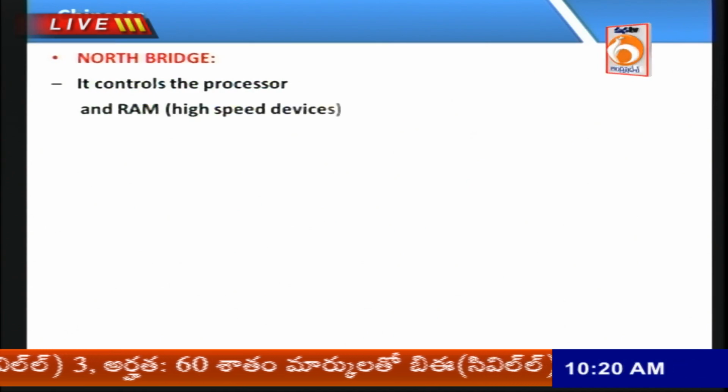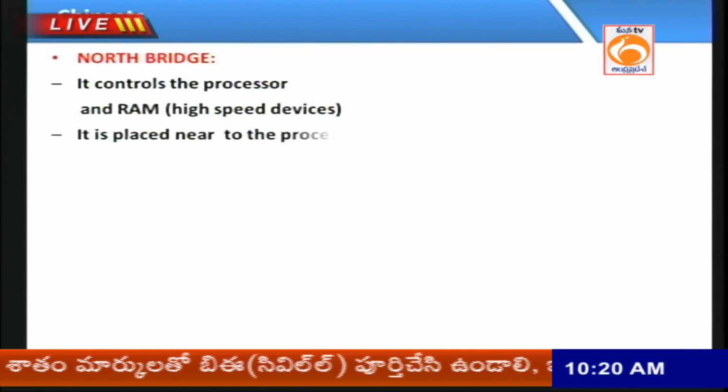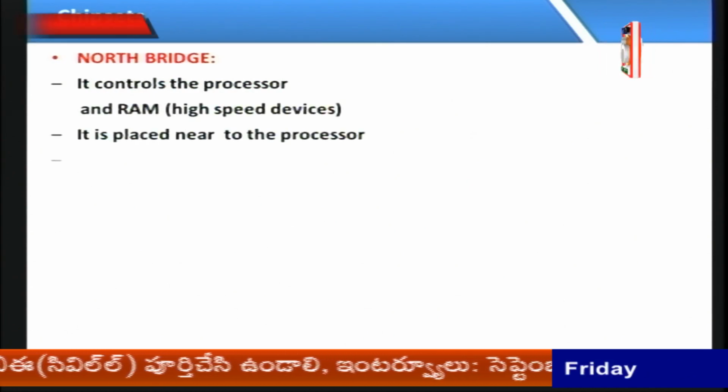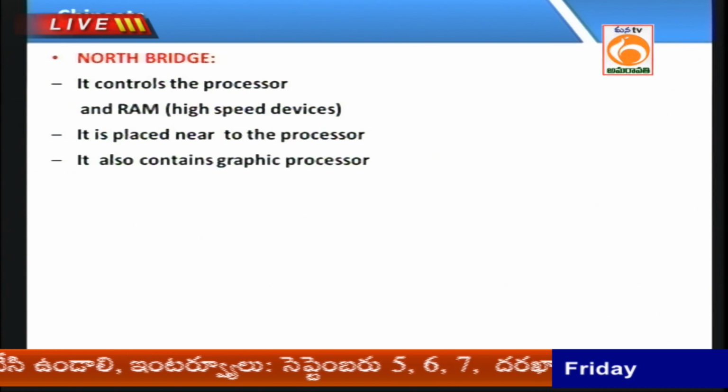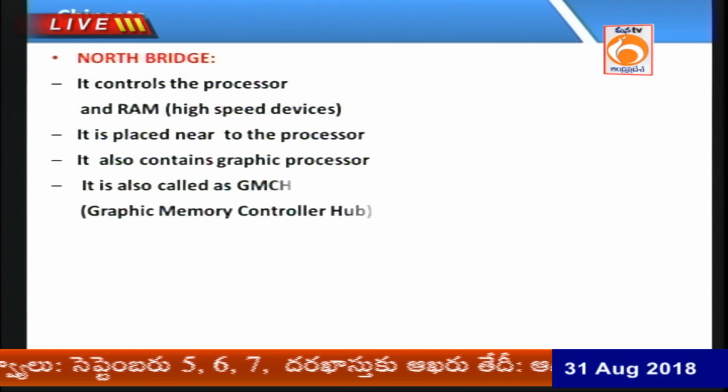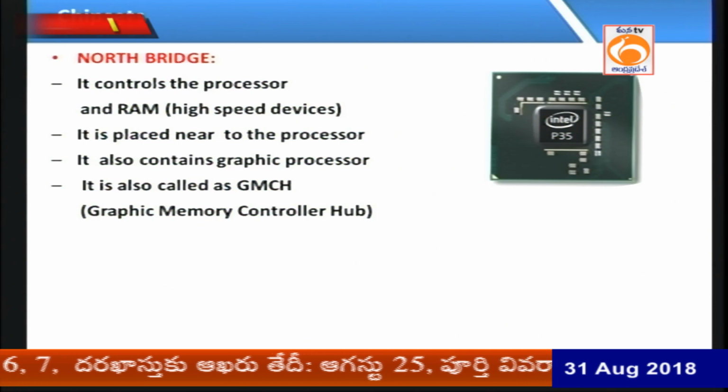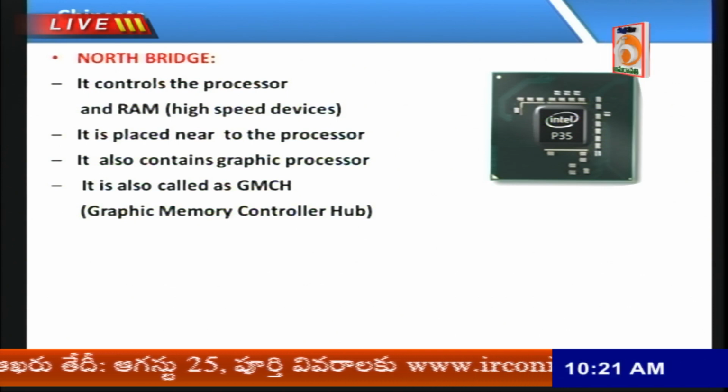On the screen you can identify North Bridge. It controls the processor and RAM high speed devices. It is placed near to the processor. It also contains graphic processor. So, that reason it is called graphic memory control hub, GMCH.